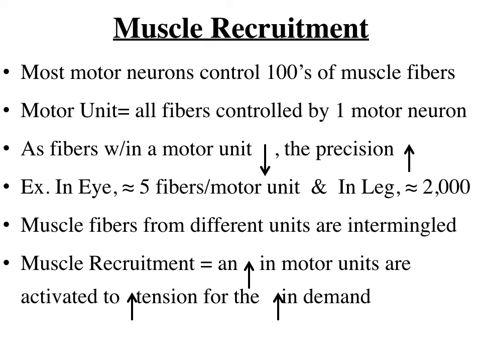Muscle recruitment. An increase in motor units are activated to increase tension for the increase in demand. When you demand more, what do you do? You increase the number of motor units in order to increase the tension. Again, because the single individual muscle cells can't vary in tension. They're either on or they're off. But if you tell one motor unit to turn on, and then another one, and a third and a fourth, and a fifth, that's how you increase tension for the increase in demand.